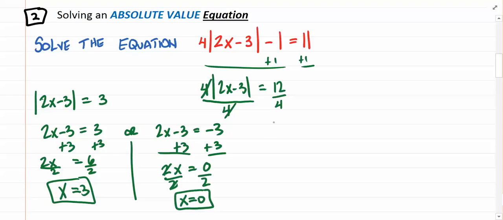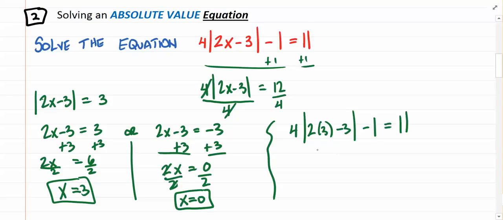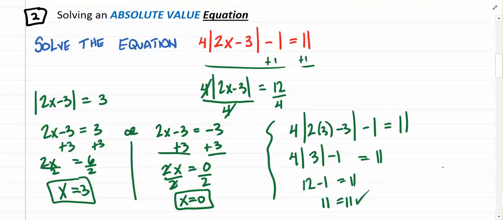So how do we check to make sure that this is right? Well, we go back and we plug in. So what if I do 4 times the absolute value of 2 times 3, and then minus 3, and then subtract 1, and hope that that equals 11. Well, let's check it out. This will be 4 times the absolute value of, well, 2 times 3 is worth 6, and 6 minus 3 is just worth 3, and then subtract 1. Does that give me 11? Sure, because the absolute value of 3 is the number 3, and then 4 times 3, of course, is 12. 12 minus 1 is definitely 11. Yep, 11 is worth 11. That seems to work out really nice. Likewise, for 0, if I plug in, I'll get the exact same thing.